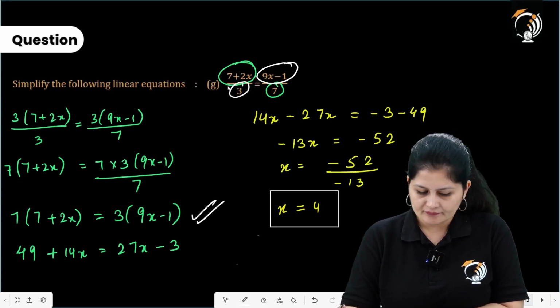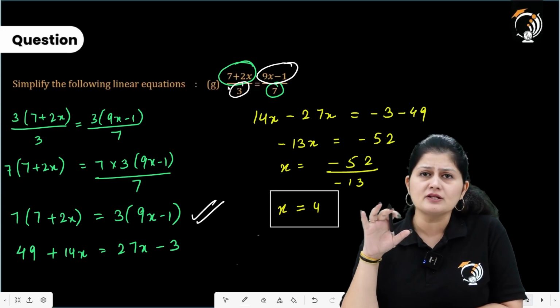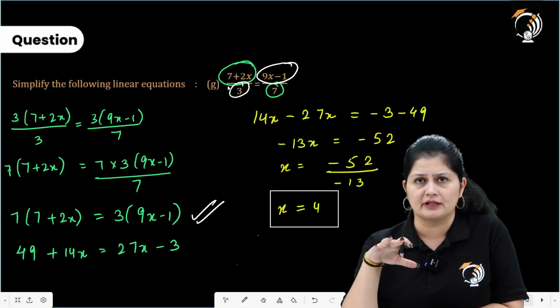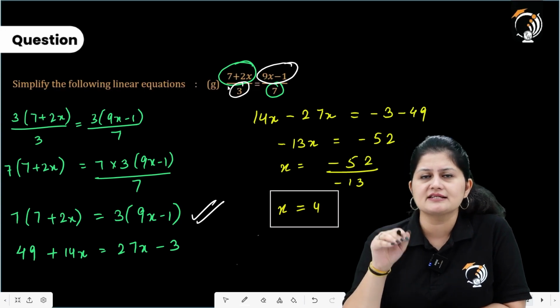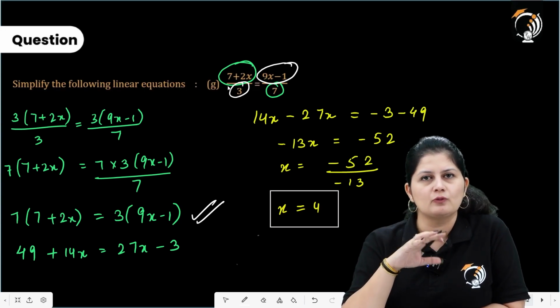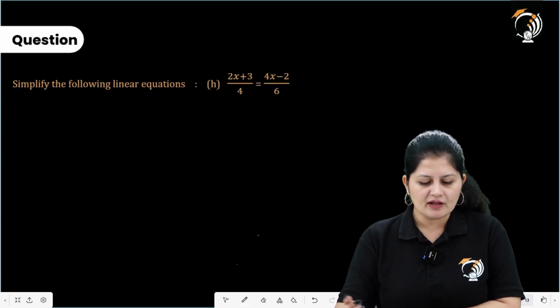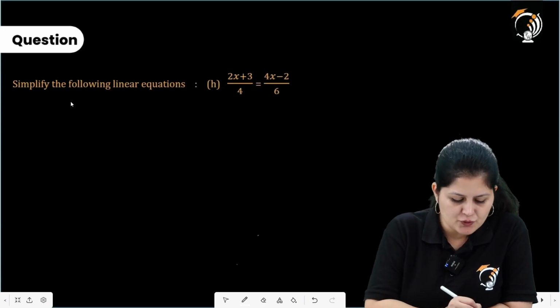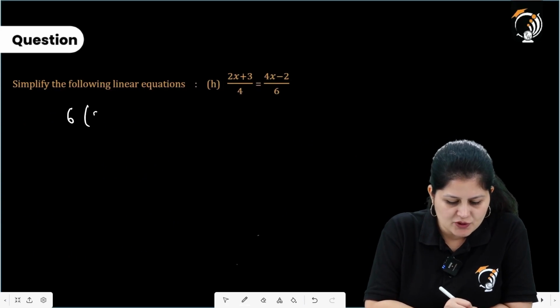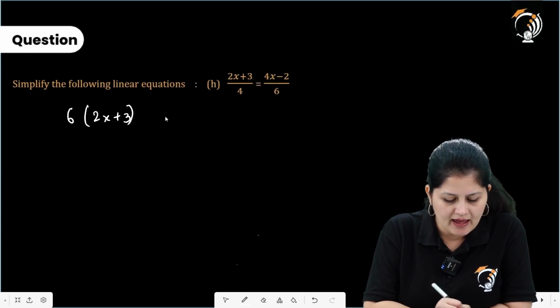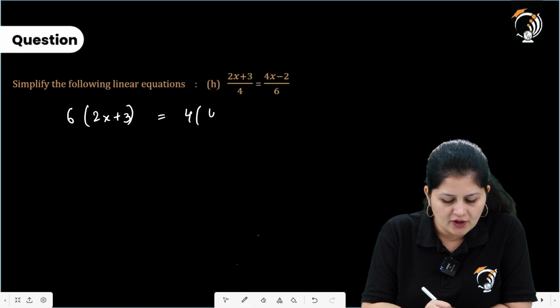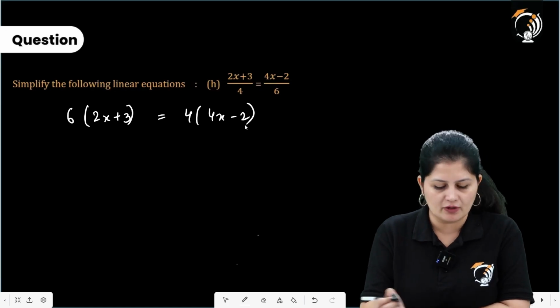When we know that the whole 7 is getting divided with something, we can just take this 7 to the other side of the equal to and multiply it there. So the same thing we are going to follow here as well: we are going to multiply 6 with 2x plus 3 and multiply 4 with 4x minus 2. That is what we are going to do here.